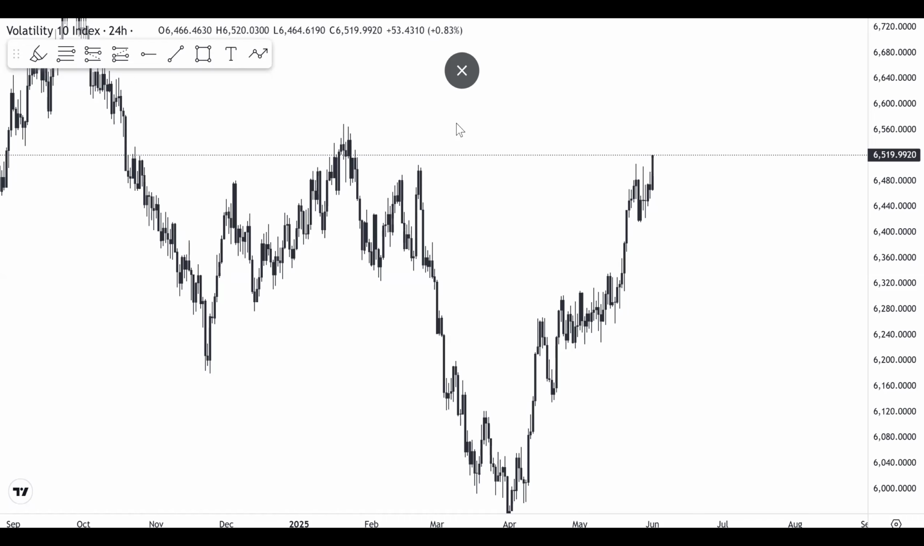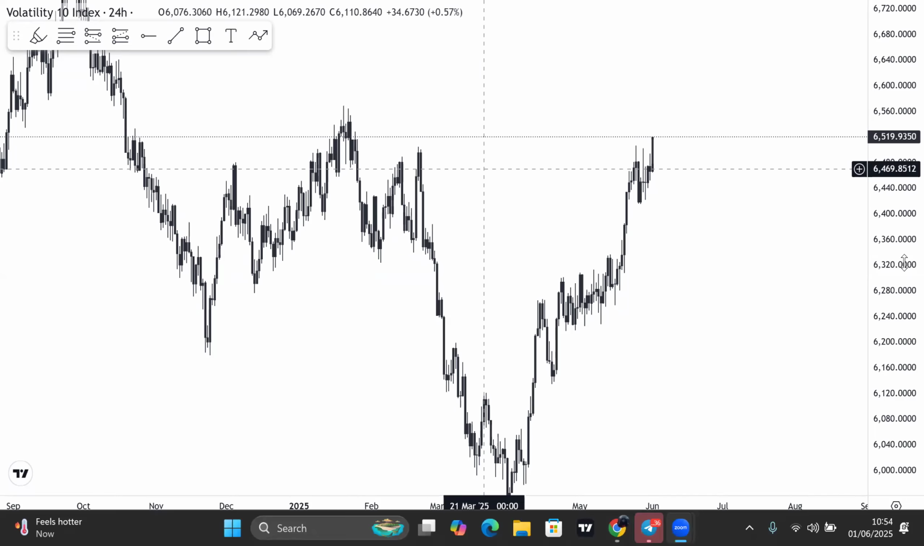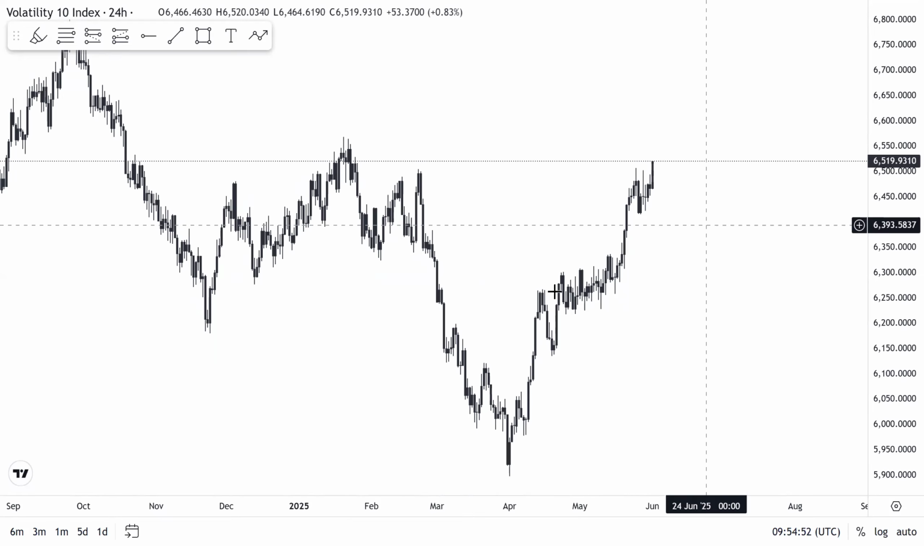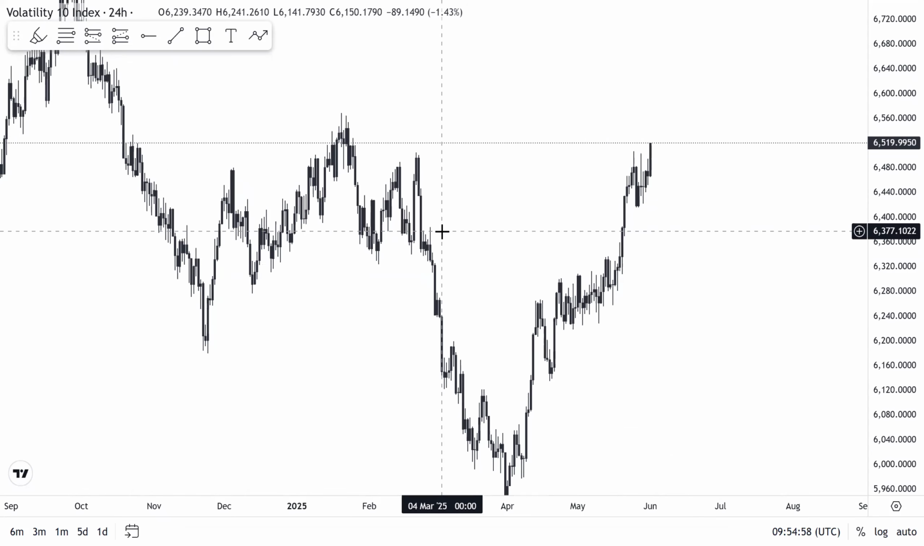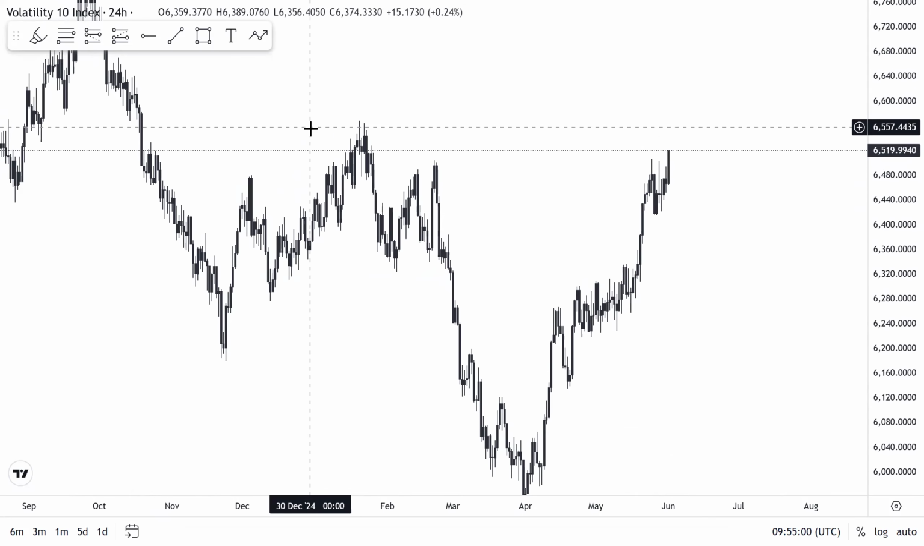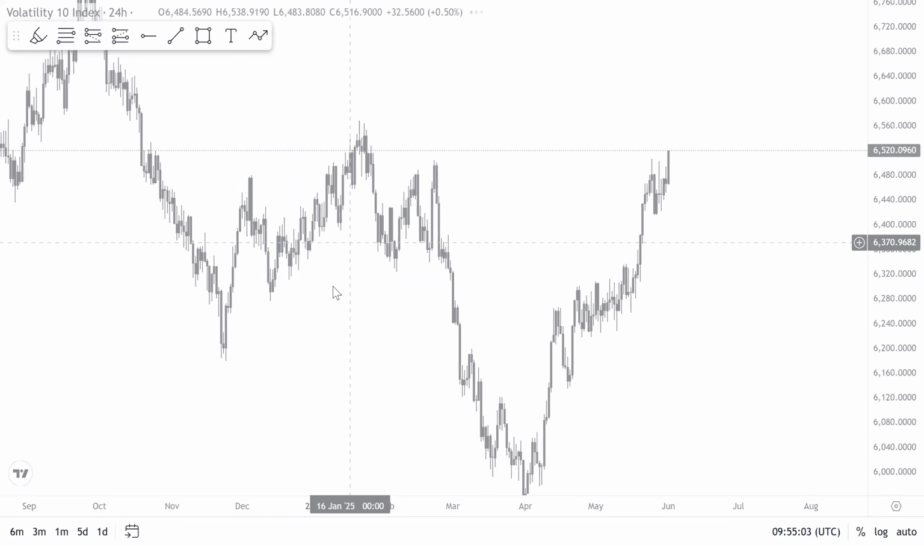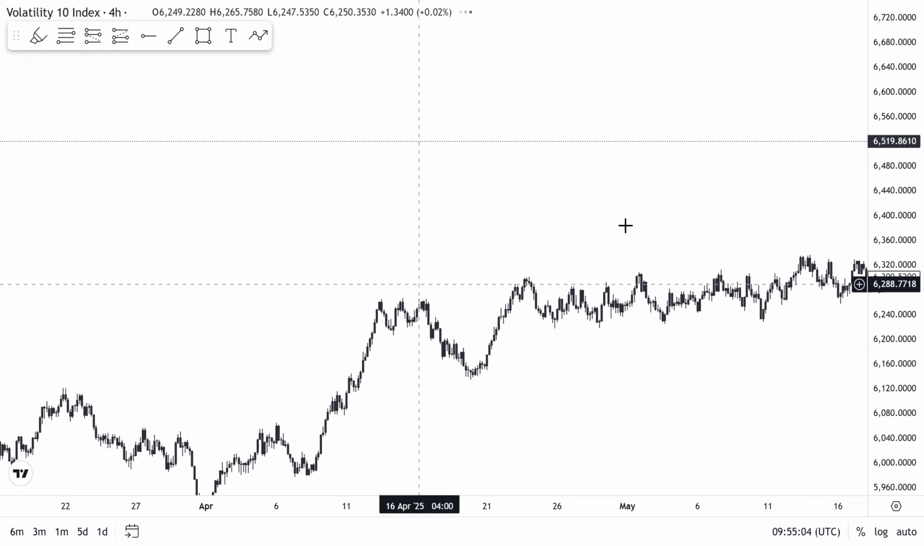Now, sorry, let's check what's happening on the V10S. Oh, sorry, on the V10 index. When I get into the charts, I want to make sure, let's see what's happening. I can't really see anything right here on the daily. It's not that clear. Let's check the 4 hour time frame to understand.